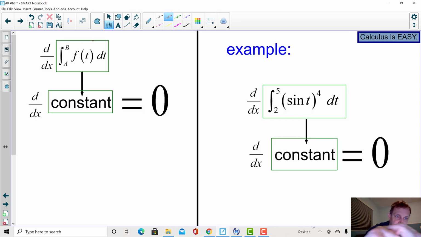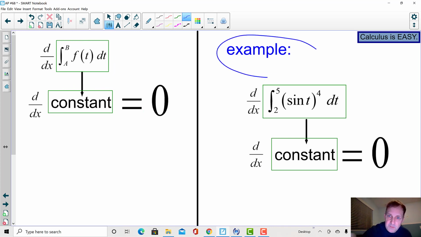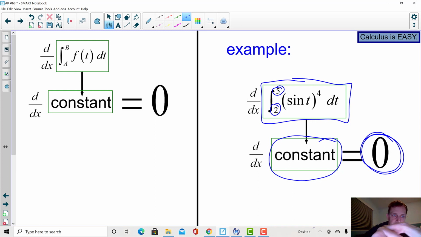Okay, for this example, we're doing the derivative of a definite integral. But a definite integral is just going to be a constant. So when you do the derivative of a constant, you always get 0. So here's an example of it over here. We're doing the derivative of this integral, but this integral goes from 2 to 5. So the final answer is just going to be some constant. So we're really just doing the derivative of a constant. So the answer to this is just going to equal 0.